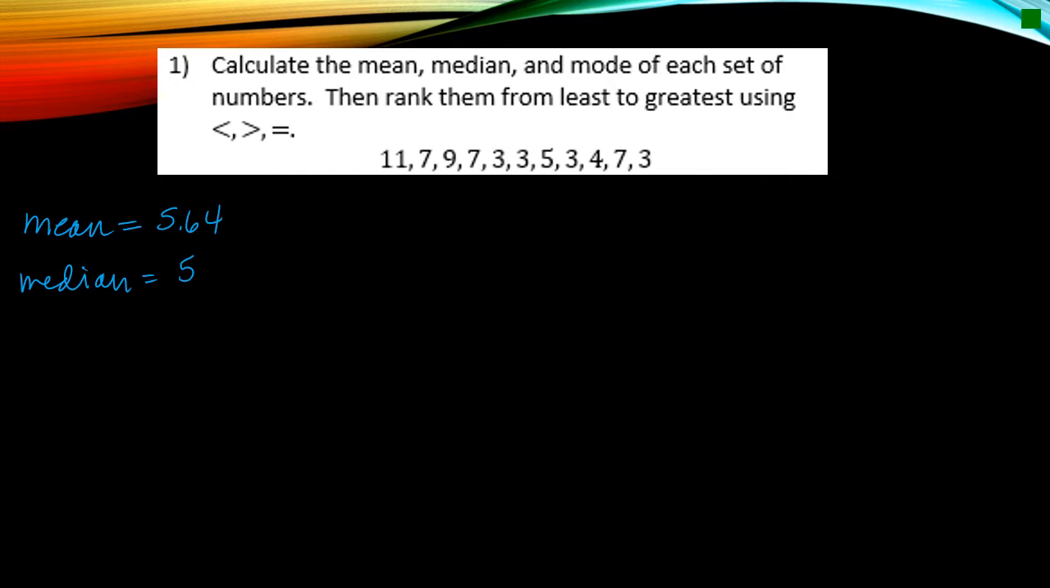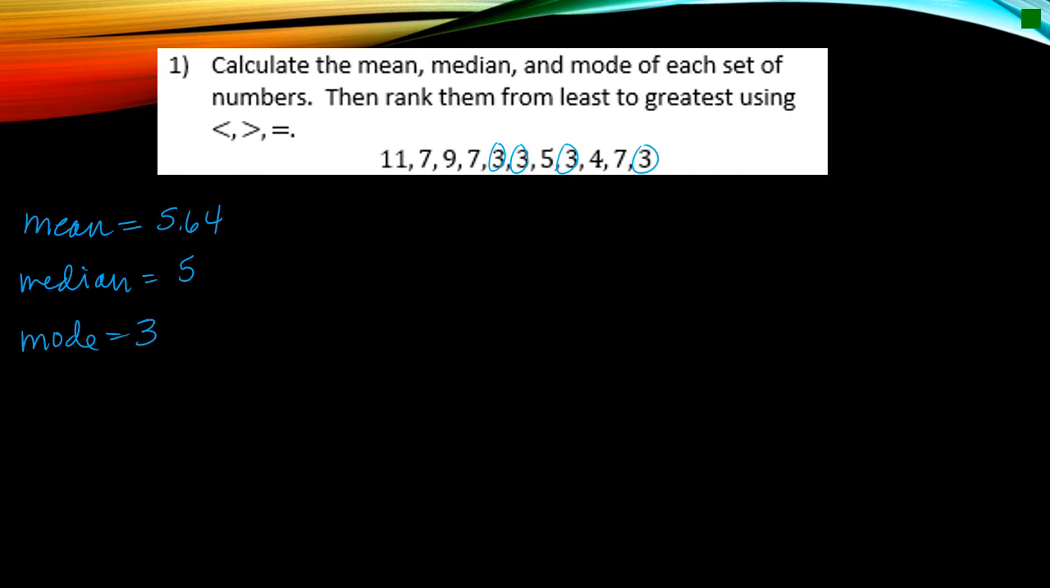And just by looking at it, it looks to me like 3 happens the most. So I see 1, 2, 3, 4 threes, and the next closest thing is 7. There are 3 sevens. So the mode would be 3.